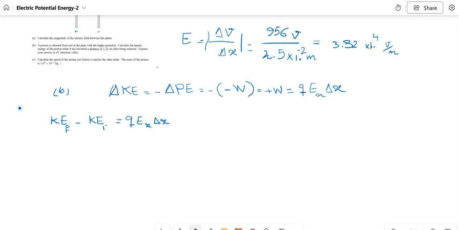So the question mentioned that the particle is being released. It means that the initial speed is zero, so the initial kinetic energy of the proton is zero. So the final kinetic energy is going to be the charge, electric field, and displacement.